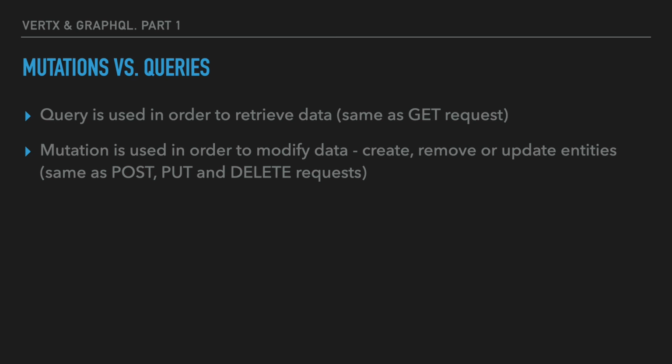Okay, a quick note on the difference between mutations and queries. A query is a type that is used in order to retrieve data, similar to how we do GET requests when we write REST APIs. On the contrary, a mutation is a type that is used in order to modify data, so to create, remove, or update entities. The same way we write POST, PUT, and DELETE requests when we write REST APIs.